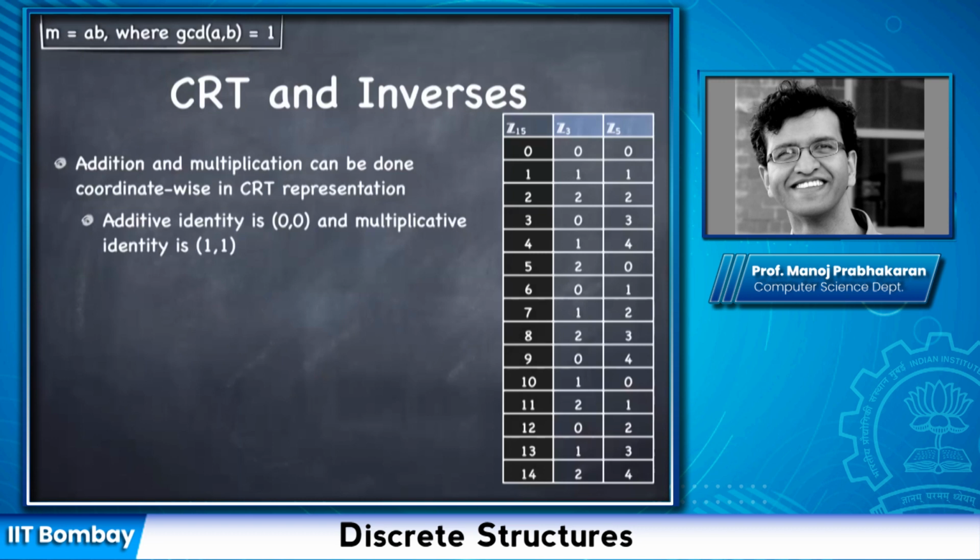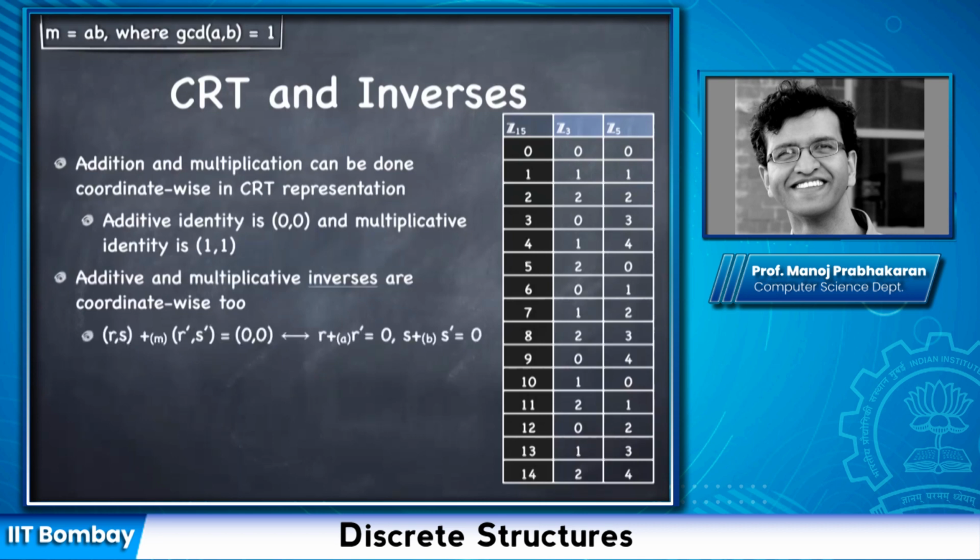And it's not just addition and multiplication. I can do additive and multiplicative inverses also using this coordinate-wise representation. So firstly, the additive identity 0 has the CRT representation (0, 0), and the multiplicative identity 1 has the CRT representation (1, 1). So they are coordinate-wise identities. And then the inverses are also coordinate-wise.